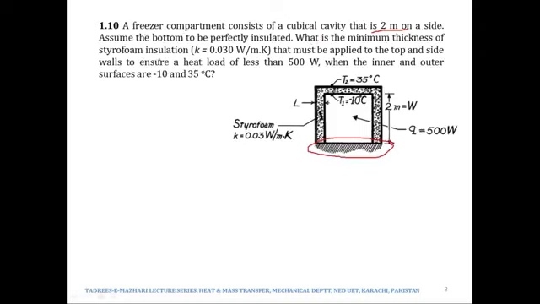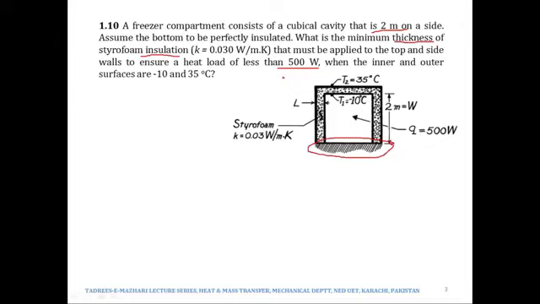What is the minimum thickness of the styrofoam insulation, K of which is 0.030 watts per meter Kelvin, that must be applied on the top and the side walls? So we need to find out the thickness, right? The thickness of the insulation, delta X, that must be applied to the top and the side walls, means 5 walls, to ensure a heat load of less than 500 watts.